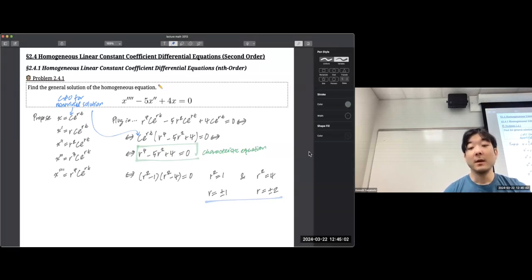And based on your understanding of the solution for these, they're all distinct, they're all real. What should be one homogeneous solution for sure? C1 e to the t should be one of them. What is another one? Yeah, and another one.